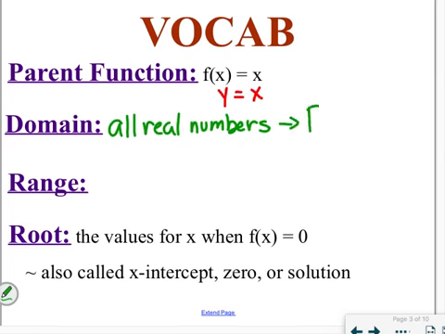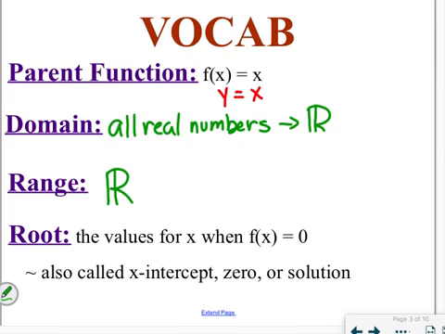The other thing we need to think about is the range values. Those are all the y values we could possibly get as answers. If you think about a line on the graph, it extends in both directions forever and ever, meaning that it could reach any y that we want. So the range of a linear function is also all real numbers.